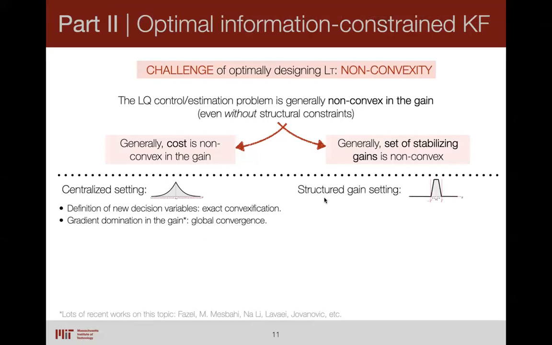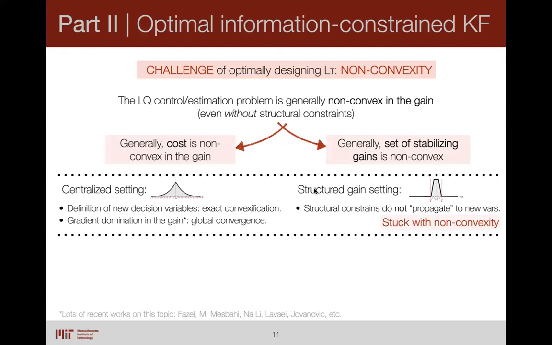So what is the issue then with trying to design a structured gain if we seem to have some nice approaches that allow us to exactly convexify this problem or to arrive at global optimality? Well, the main issue is that when you have structural constraints in your gain, these constraints in general do not propagate to the alternative decision variables that you could define. Okay, so you are pretty much stuck with the gain being your decision variable, which means that you are stuck with a non-convex problem.